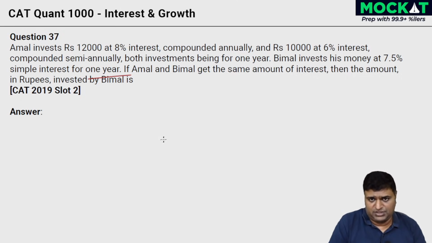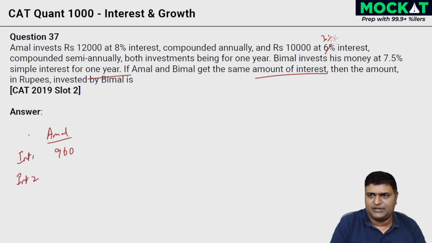8% of 12,000 is how much, right? To get the same amount of interest. Amal's interest 1 is going to be 8% of 12,000. The zeros are cancelled. 8 into 120, 960 rupees. The interest on the second one, right? What's that going to be? 6% interest looks like 3% per semi-annum, right? For every 6 months it is going to be half of this, 3% per semi-annum, but compounded over here. So for the first time period, it's going to be 3% of 10,000, which is 300, right?